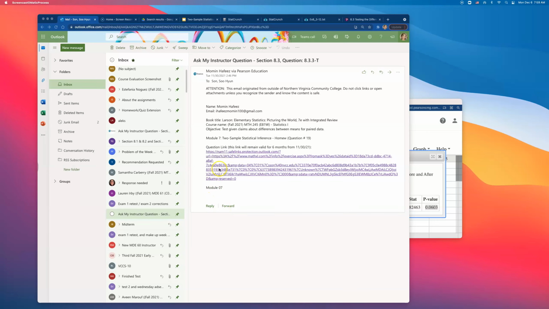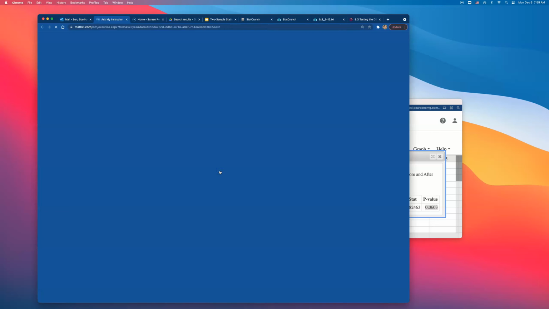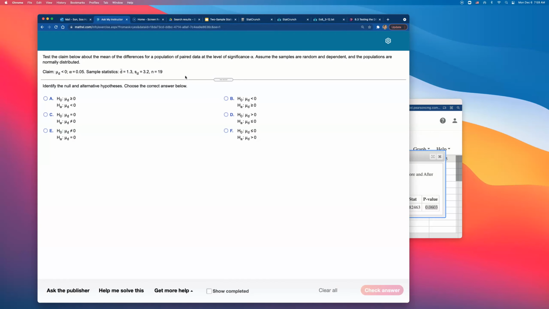This is the very last one, question number 19 on Module 7 homework. Test the claim below about the mean of the differences for a population of paired data at the level of significance alpha. For these, they usually give us data, but they gave us a summary actually. They gave us the d-bar, the standard deviation, and the sample size.